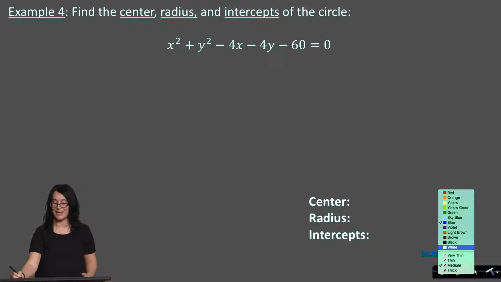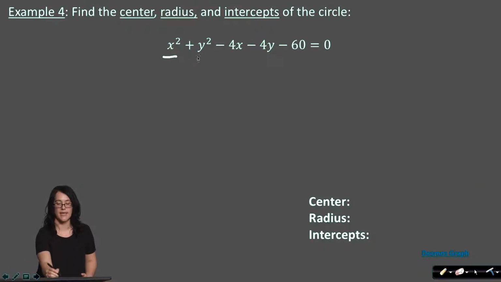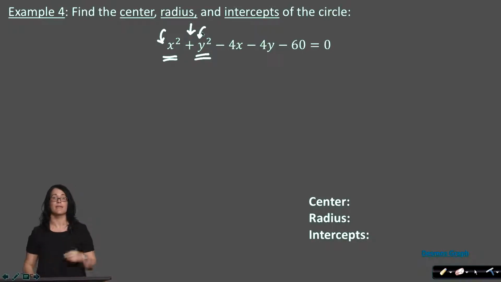You know it's a circle because both x and y are being squared. What else? They're being added together. What else? They have the same coefficients. If all 3 of those things happen, this is a circle. It just happens to be currently in what we call general form. It's not as helpful for graphing, but it is the general form of a circle.